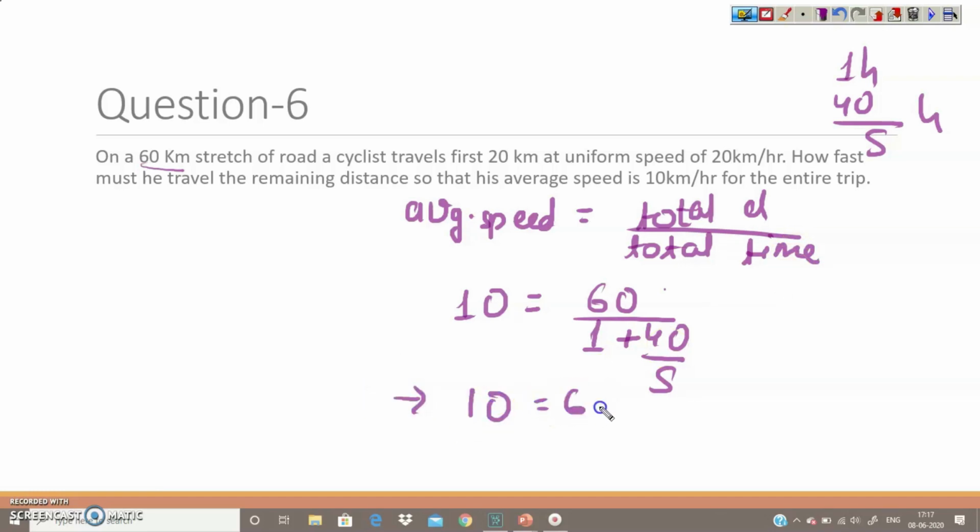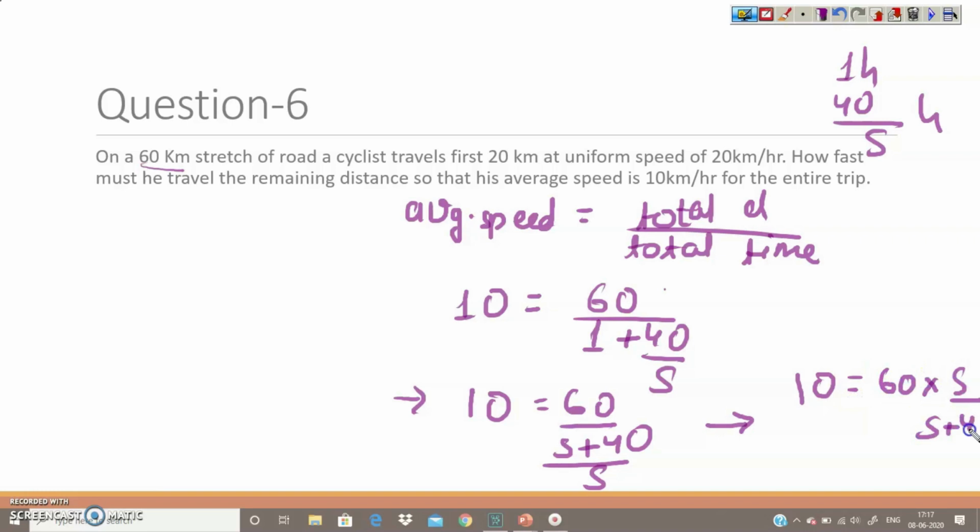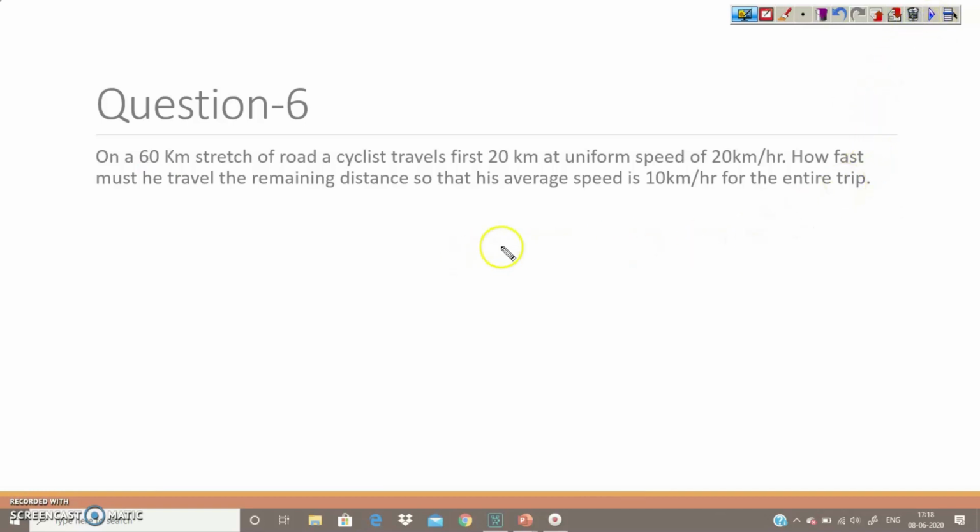10 is equal to (60 plus s) over s... so s plus 40 over s. And now 10 is equal to 60 times s over s plus 40. Why did I do it like this? Because it was in division. When it moves up, it becomes multiplication. Now we can write 10 is equal to 60s over s plus 40, with the common denominator s plus 40. Now we will cross multiply.